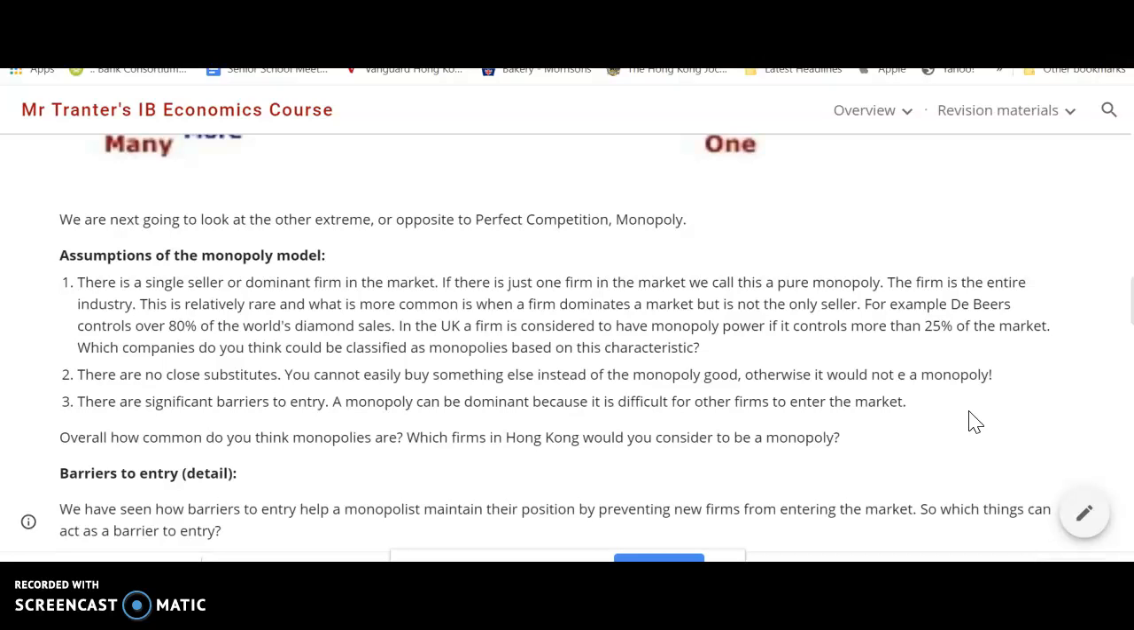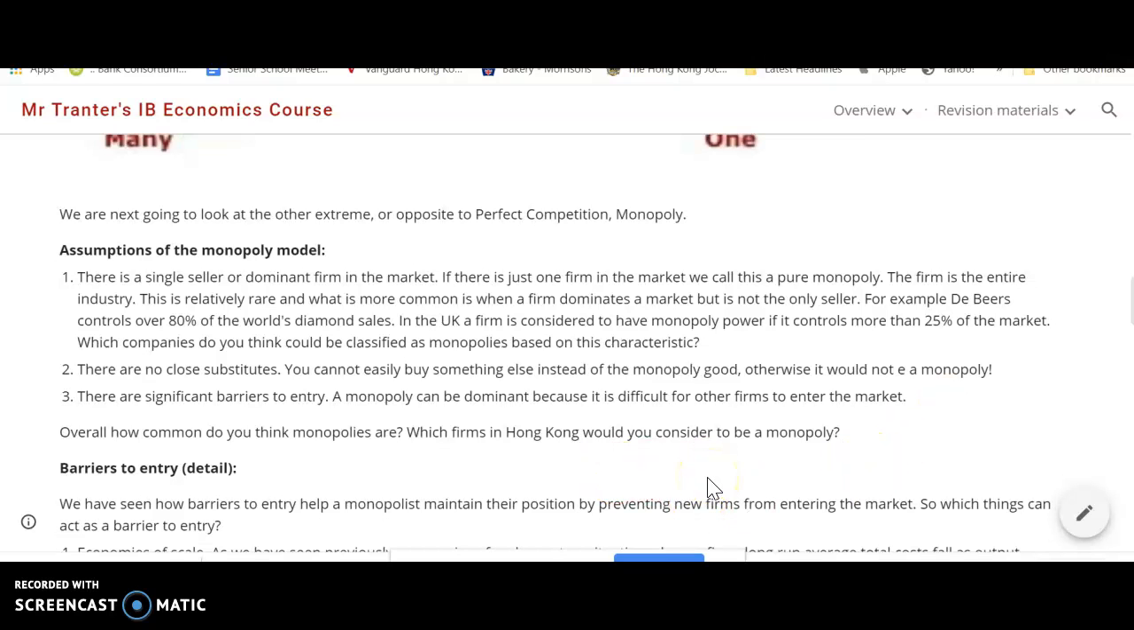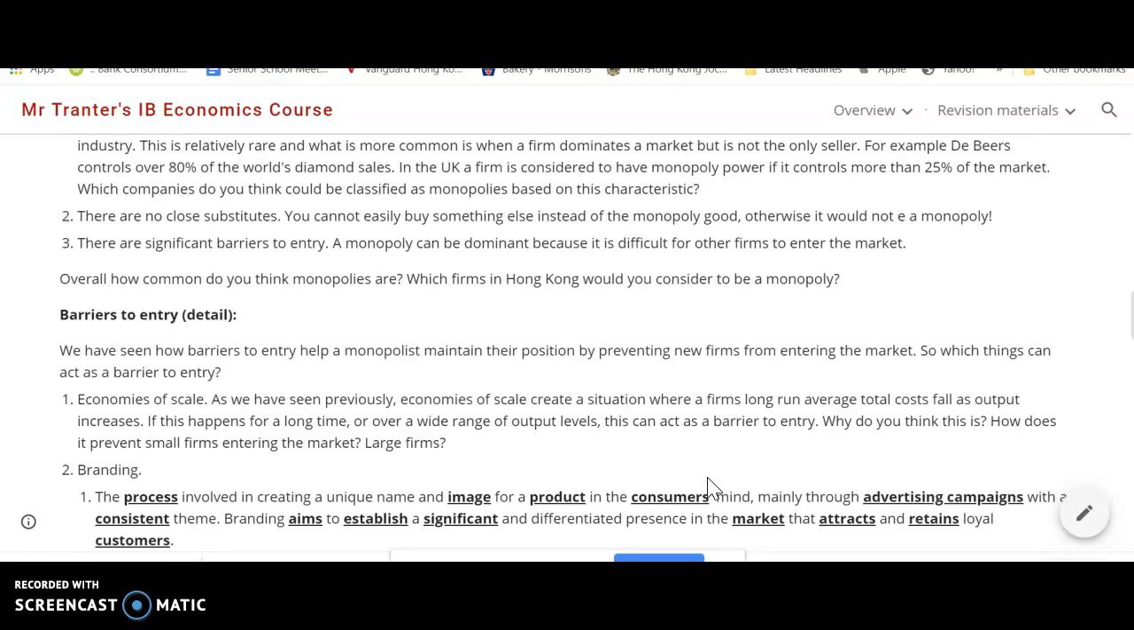And one of the reasons why a monopoly stays as a monopoly is there are significant barriers to entry. So there are obstacles in place that prevent other firms, or make it very difficult for other firms, to enter the market. All right. So how common are monopolies? Well, they're not that common, but they are definitely more common than perfect competition because they do exist. And I've already given you some examples of monopolies in Hong Kong.